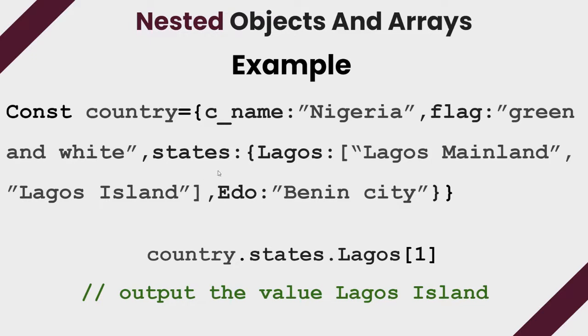Now you can see that this state here has the value of an object which begins with Lagos and ends here. Now within this Lagos key value pair, the value for Lagos itself is not an ordinary value, but it's a list of two items, which is Lagos mainland and Lagos island. So what this means is that you can actually reference an array within an object. Depending on how you choose to arrange them, they can actually be embedded within each other.